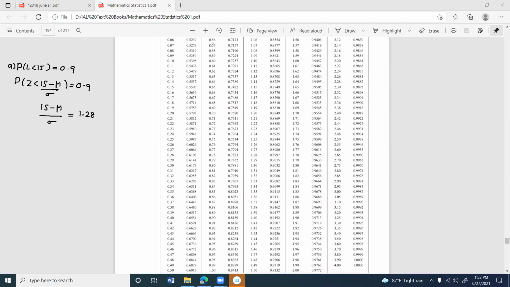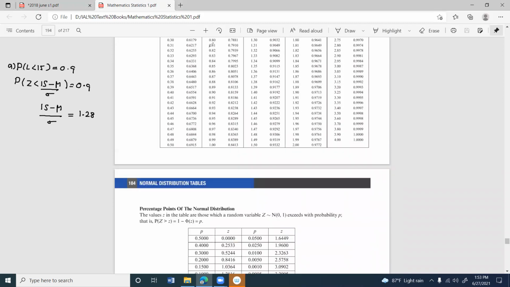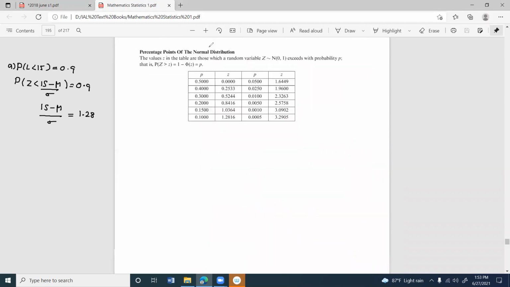Or sometimes you can use this technique as well. Here there's another table. This table indicates the greater side region for a couple of values only. If the lesser region is 0.9, the greater region should definitely be 0.1. Then just check whether you have the 0.1 value in the probability table. Yes, it's here. So the correct answer is 1.2816.